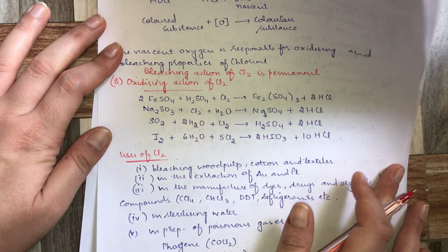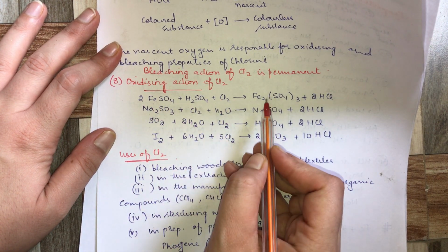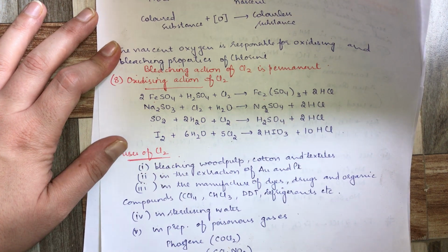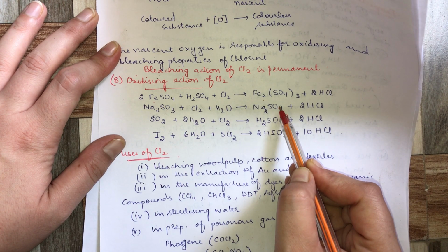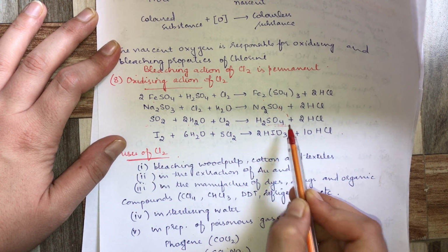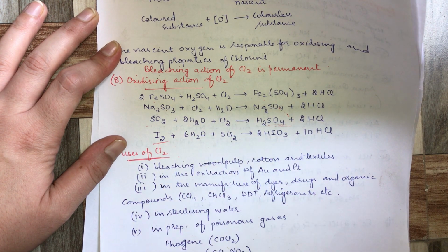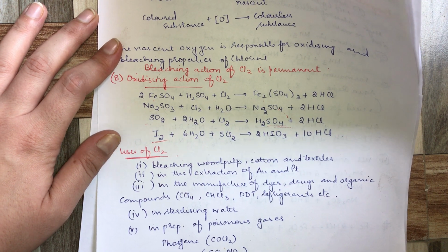Next is the oxidizing action of Cl2. In the oxidizing action, Cl2 oxidizes Fe2+ to Fe3+. It oxidizes SO3 2- to SO4 2-. It oxidizes SO2 to SO4 2-. It oxidizes I2 to HIO3. You can very well see it by the oxidation states. I leave it on you.